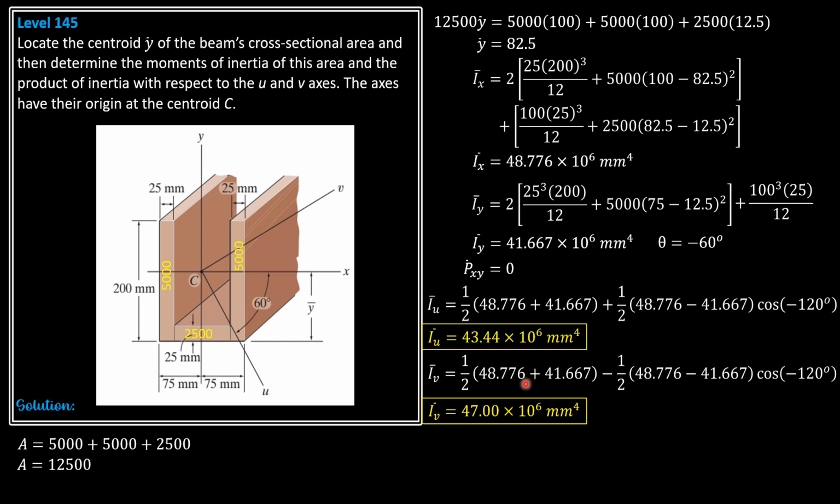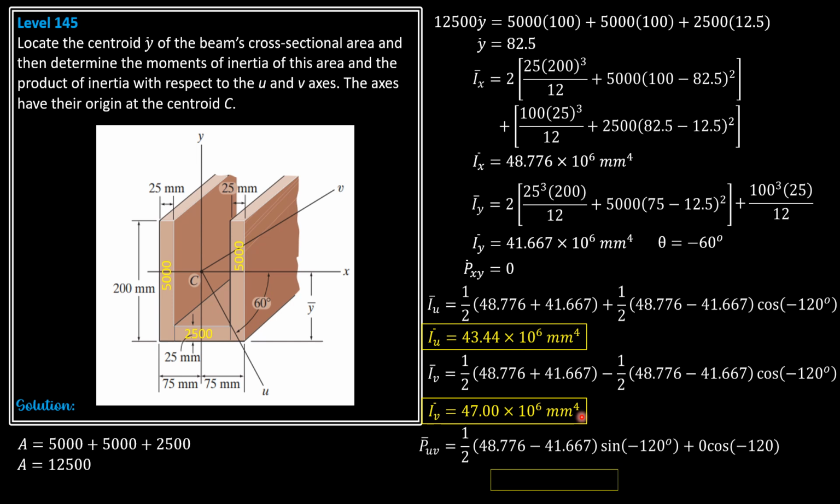Then P̄uv is 1/2 times the quantity 48.776 minus 41.667 times sine of negative 120 degrees plus 0 times cosine of negative 120 degrees. I hope that you can now remember the formulas for Iu, Iv, or Īu, Īv, and Puv and P̄uv. So calculating, P̄uv is equal to 3.078 times 10 to the 6 mm to the fourth.